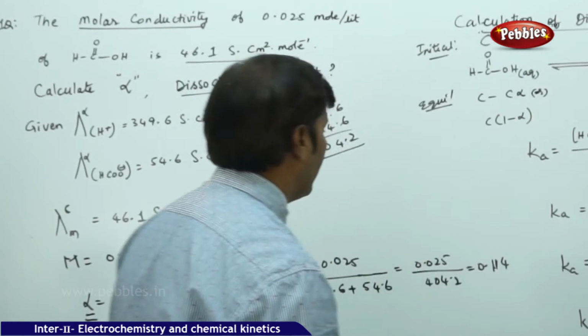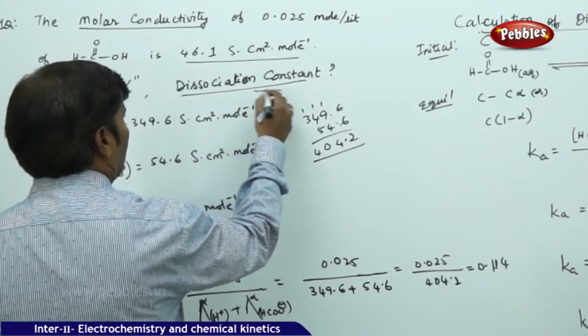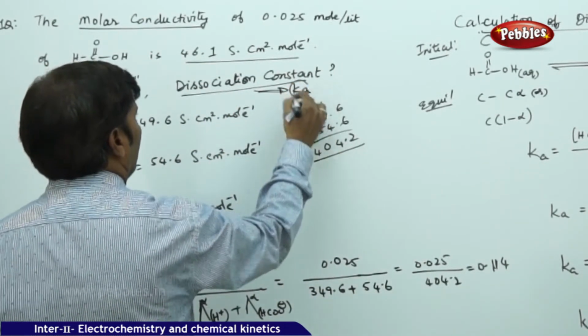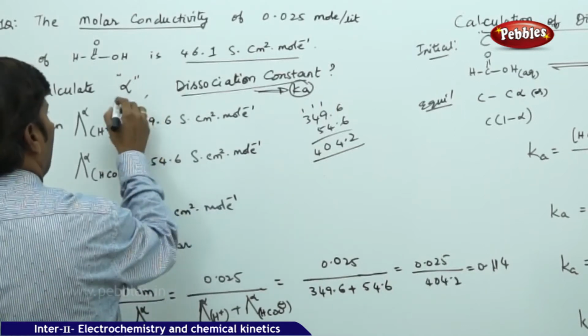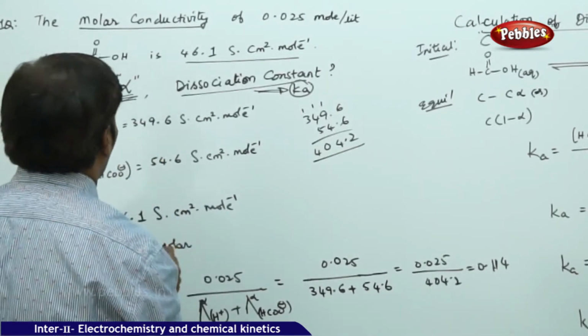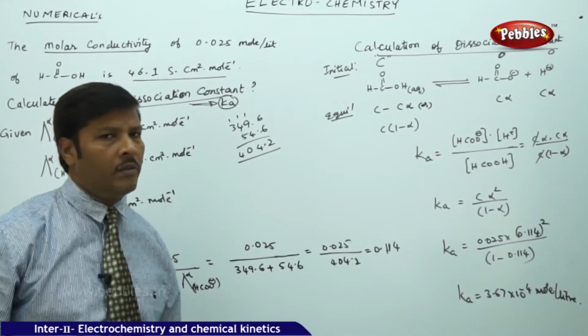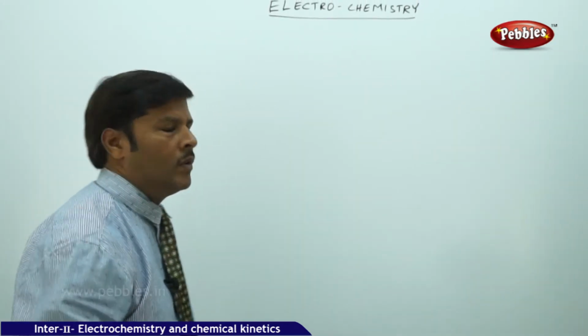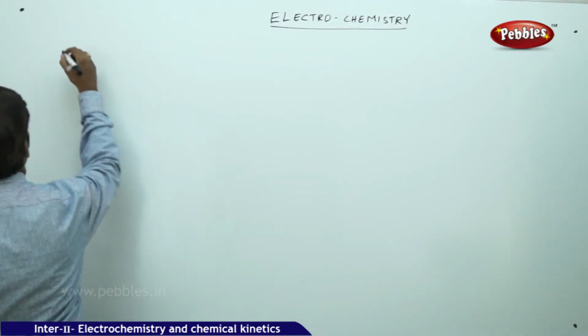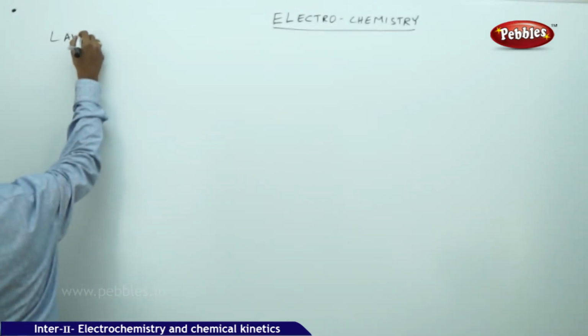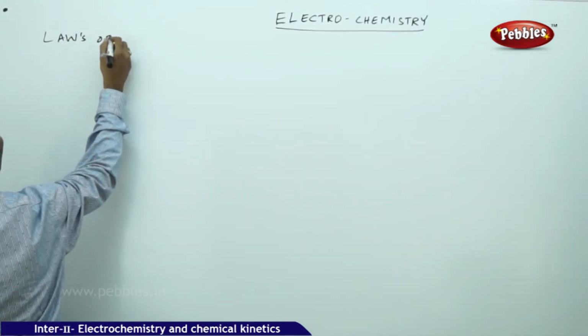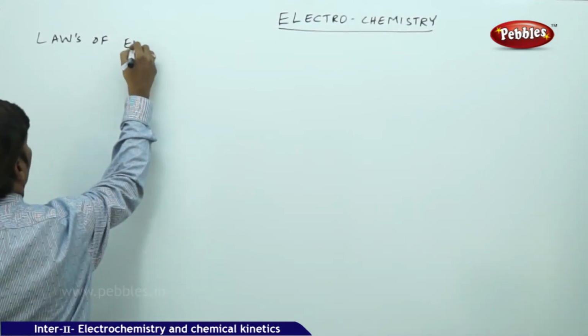So we have successfully calculated the dissociation constant Ka, and alpha, the degree of ionization, in the problem. So in both cases we have calculated the value successfully. The next part of the discussion is laws of electrolysis.